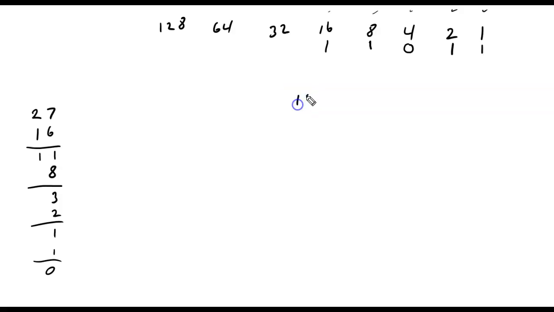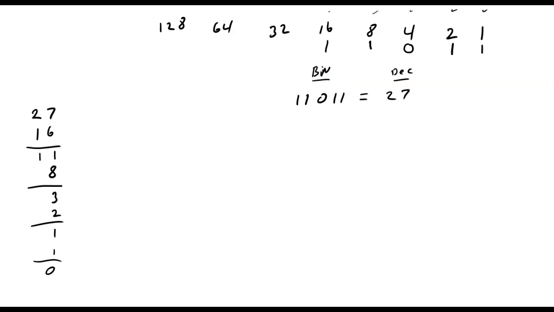And so 11011 equals 27. This is the binary. And this one over here is the decimal. All right, that was fun.